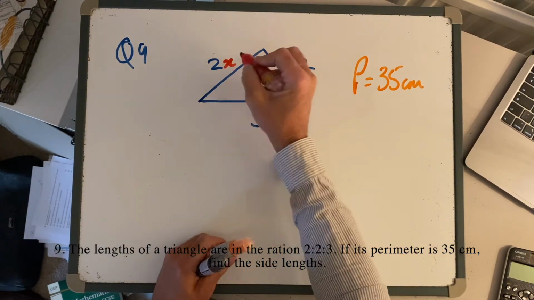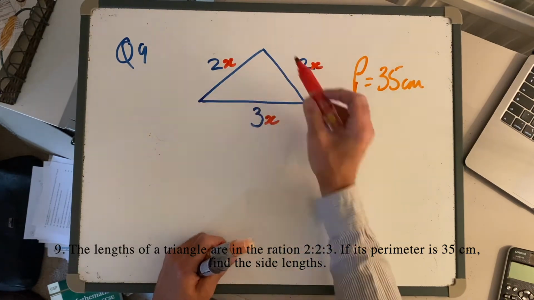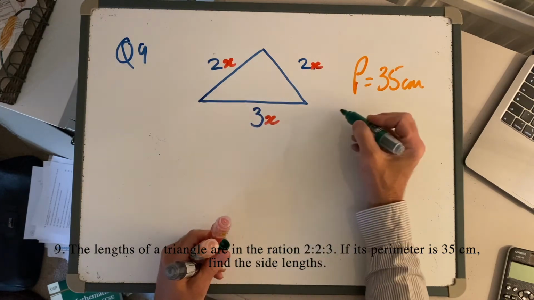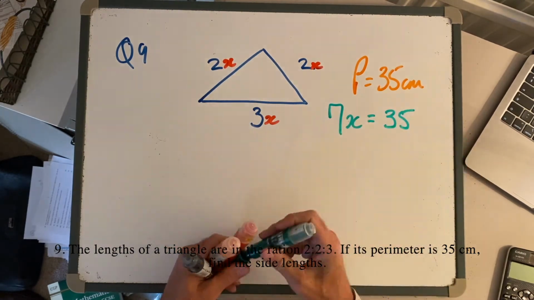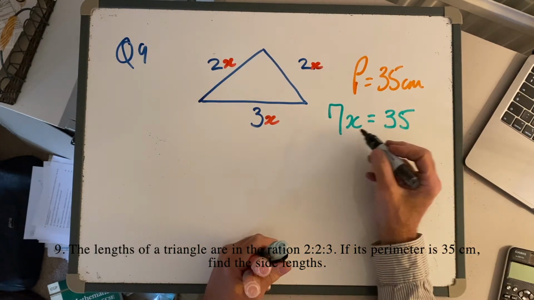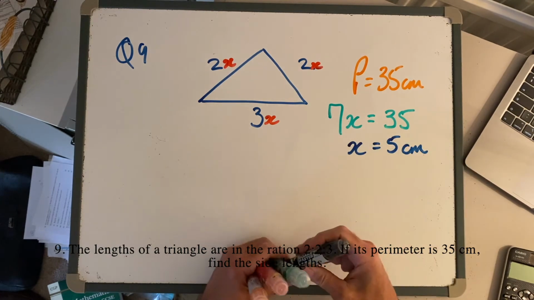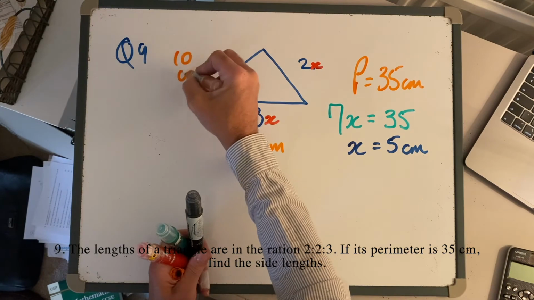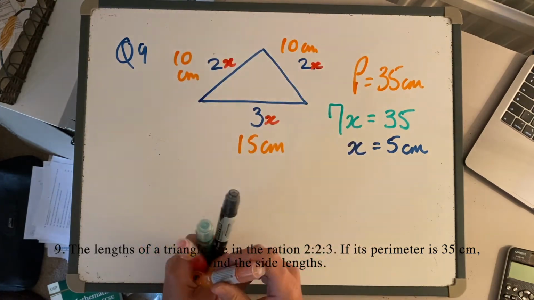Okay, so let's call it x. So there's my ratio. Now in this ratio, we know it equals 35 centimetres. So I need to add all these together. So I've got 3, 4, 5, 6, 7. 7x equals 35. What do I times 7 by to make 35? 5. So I know it's 5 centimetres. So therefore, this dimension is 3 times that, so it's 15 centimetres. That's 2 lots of 5, that's 10 centimetres. And this is 10 centimetres. And there's the dimensions.